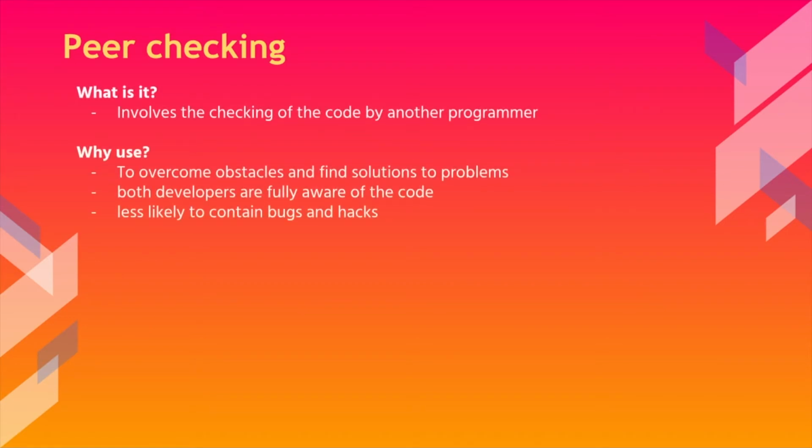This involves the checking of the code along with other programmers. Peer checking is useful as it allows better ways to overcome obstacles and find solutions to a problem. The end result is that both developers are fully aware of the code, how it works, and why it has been done that way. Chances are the code is better than one developer that is working alone. It is less likely to contain bugs and hacks and things that cause maintenance problems later.